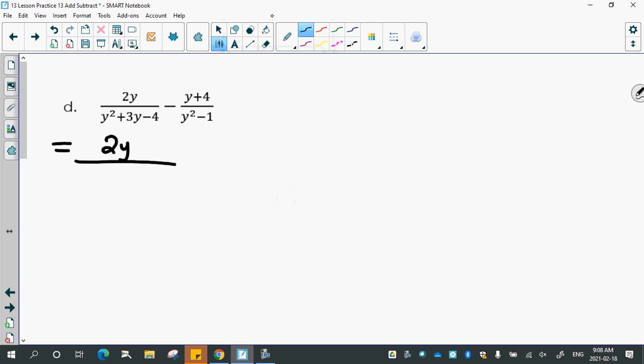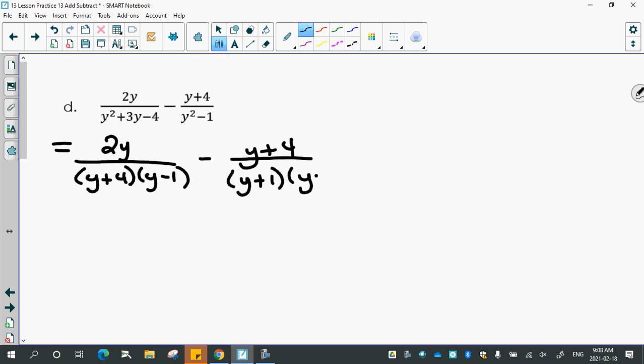Does anyone think they have the bottom of the first one factored? Y plus 4, y minus 1. Yes. How many people got y plus 4, y minus 1? Excellent. Good. All right, and who thinks they've got the denominator of the second one factored? Jack? Y plus 4, y minus 1. Yes. Very good. How many people recognize that as a difference of squares? Excellent. Okay, good.